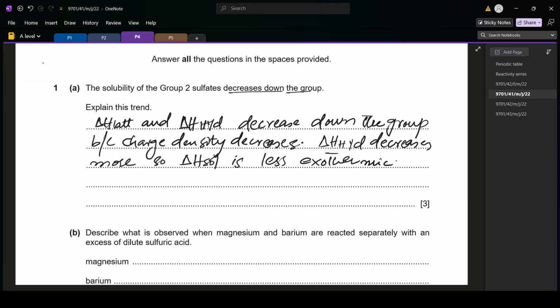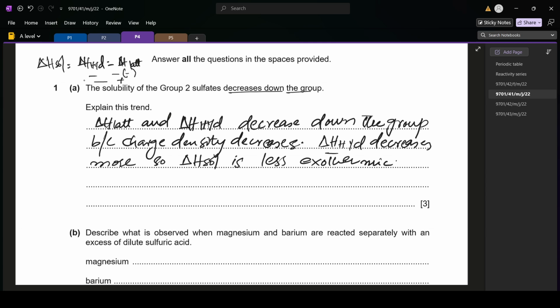And the equation for this, the relation between enthalpy change of solution, enthalpy change of hydration and lattice enthalpy, is: enthalpy change of solution is equal to enthalpy change of hydration minus enthalpy change of lattice enthalpy. Okay, from the equation, if the hydration enthalpy is decreasing more, then this will be negative, and the lattice enthalpy, sorry, is also negative. So this is going to be positive and this is going to be negative.